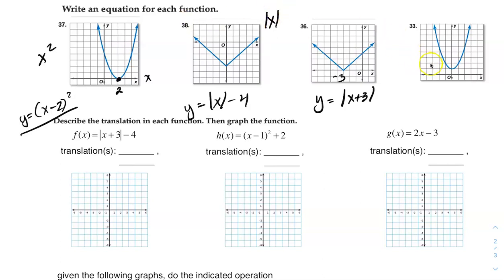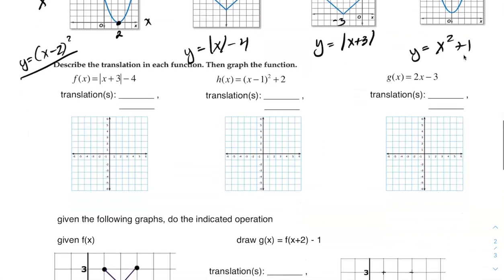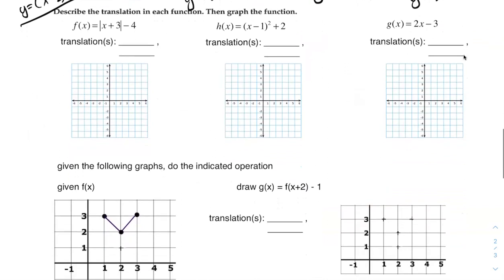The one over here just went up 1. So it's a parabola that went up 1. Remember, if it goes up, that's outside. Moving up and down is on the outside, so this plus 1 on the outside. Now I'm going to do 2 translations. Over here, inside, right, inside opposite, so left 3. Outside follows, so we're going to go down 4.